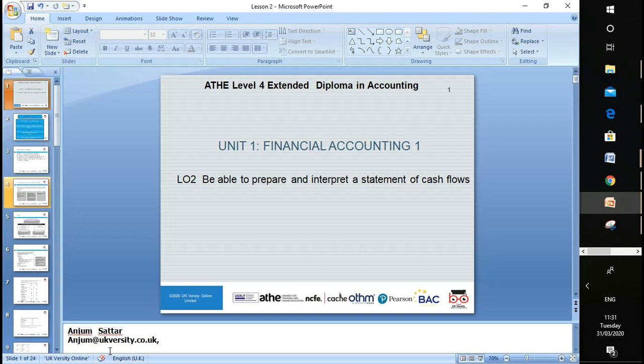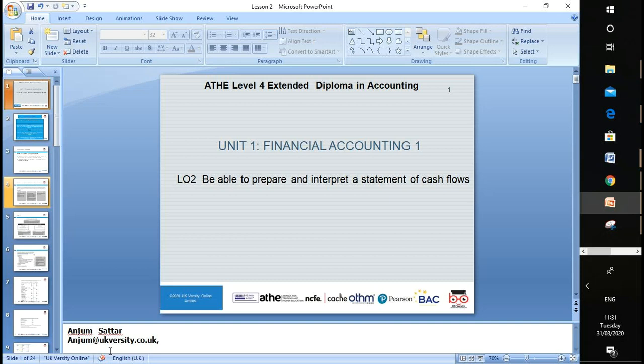So in today's lesson we learned how to prepare the cash flow, why the cash flow is important, and what sort of information it shows. What is the cash flow? We prepare the cash flow under IAS 7, International Accounting Standard 7. And how many major parts does the cash flow have? Operating activities, investing activities, and financing activities.